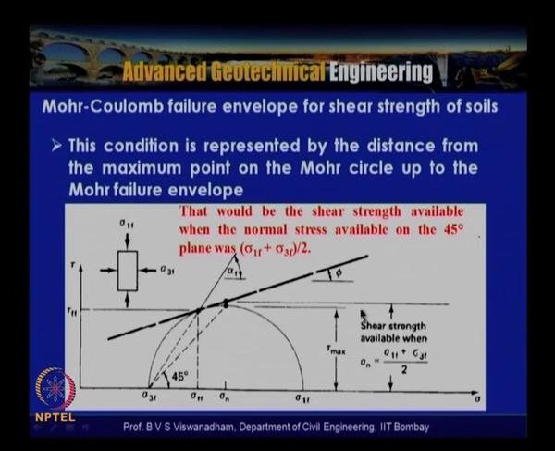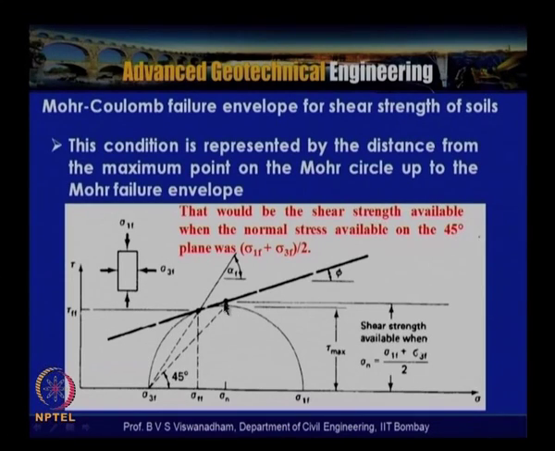This condition is represented by the distance from the maximum point on the Mohr circle up to the Mohr failure envelope, or Mohr Coulomb failure envelope. So this would be the shear strength available when the normal stress on the 45 degrees plane was (sigma 1 f plus sigma 3 f) by 2, that is, at this point.